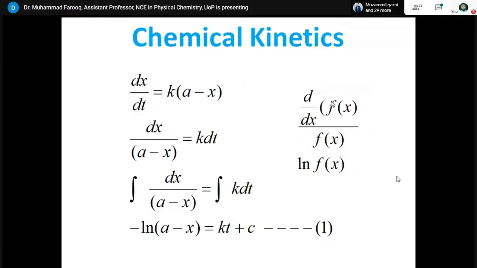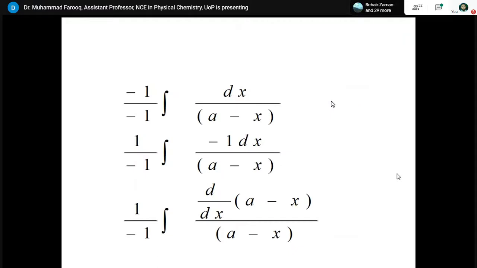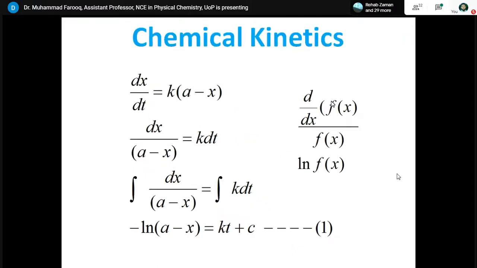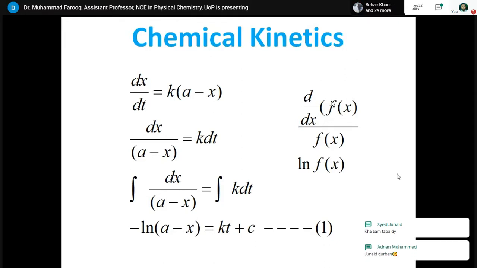Okay, now you can see, if we have a function in the denominator and its derivative is present in the numerator, we will take the log of f of x. Now, is this clear or not?